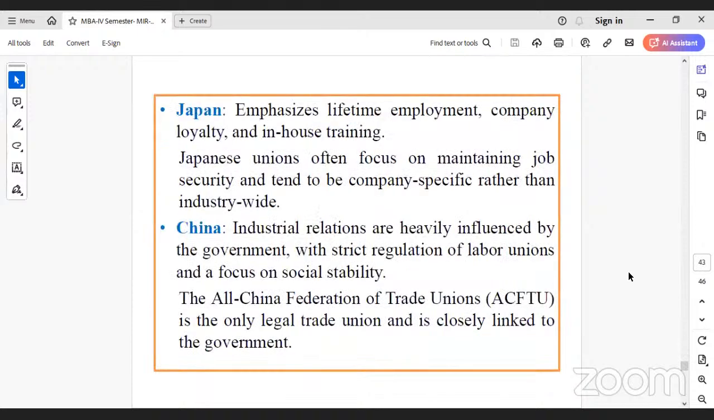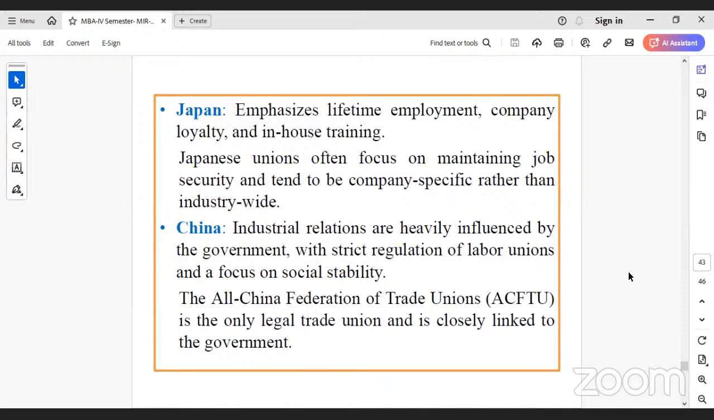In Japan, it emphasizes lifetime employment, company loyalty, and in-house training also. They emphasize lifetime employment and company loyalty. Japanese unions often focus on maintaining job security and tend to be company-specific rather than industry-wide. So Japanese companies depend completely upon some other countries or parameters.